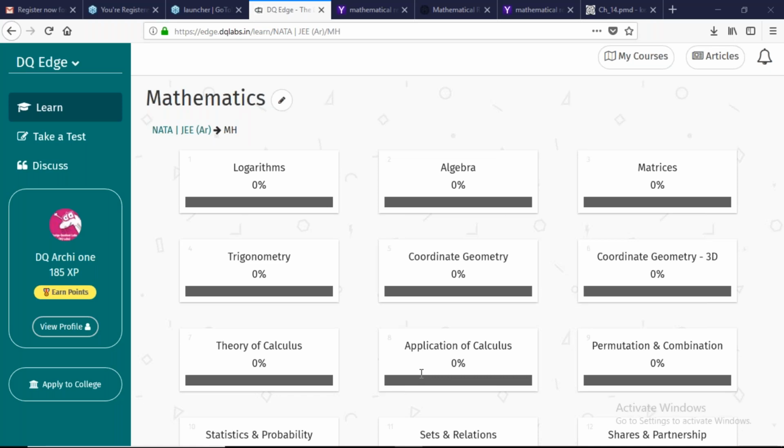Uzair, what is the time right now? It's 10:45. So math is supposed to be till 11. Then from 11 to 12, you will have drawing.